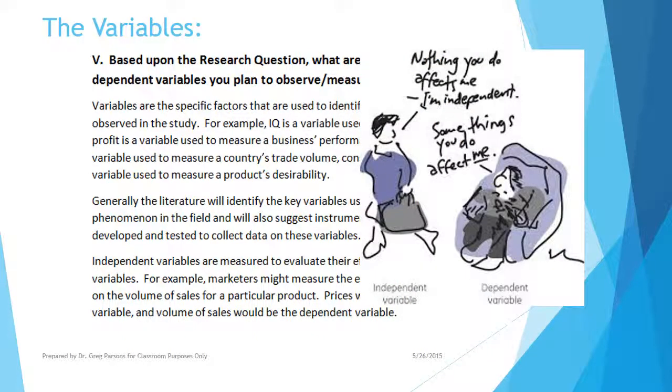So the independent variable is the one that changes and affects the dependent variable. So the independent variable, sometimes in an experiment, is a controllable variable where it's manipulated to see the effect on the dependent variable. The dependent variable is the thing that we're interested in seeing whether there's a relationship between the independent variable and the changes it causes in the dependent variable.